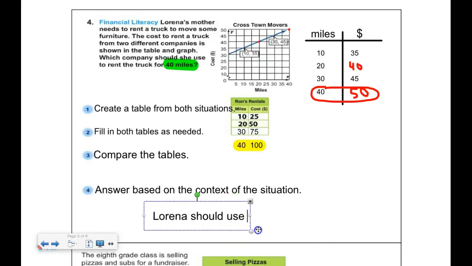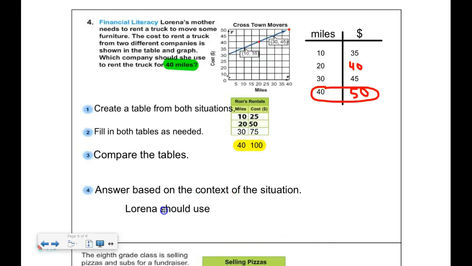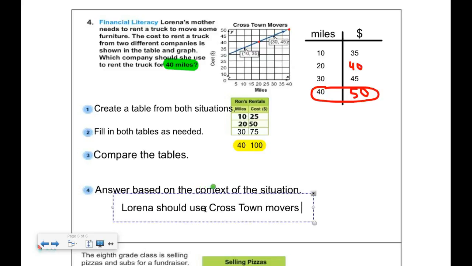And then we usually want to put a Y along with this. So Lorena should use Crosstown Movers because, and you can use some insight here, 50 is half of 100, so it's going to cost her half as much.